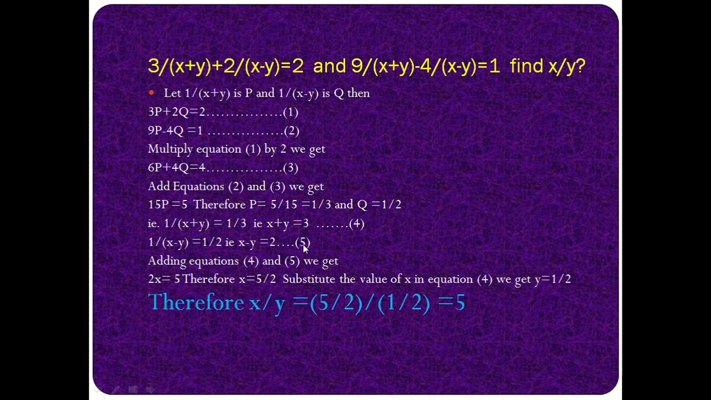Equation number 5. So you are adding these two equations because this y will get cancelled. Adding these two equations, you will get 2x, x plus x is equal to 2x, y and y get cancelled, 3 plus 2 is equal to 5. 2x is equal to 5. Therefore, x is equal to 5 by 2. Then substitute the value of x in equation number 4. So 5 by 2 plus y is equal to 3. Therefore y is equal to 1 by 2.